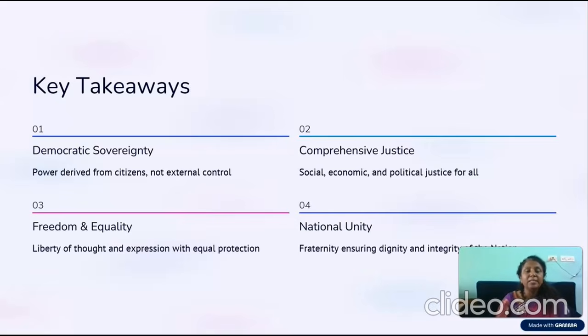The takeaways are these four aspects. First, democratic sovereignty: the power derived from the people and for the people, with no external control. The second one is comprehensive justice, that is social, economic and political justice for everyone equally. Then freedom and equality; where there is freedom and equality, there is always growth. So liberty of thought and expression with equal protection. Then national unity, that is fraternity, ensuring the dignity and integrity of our nation.